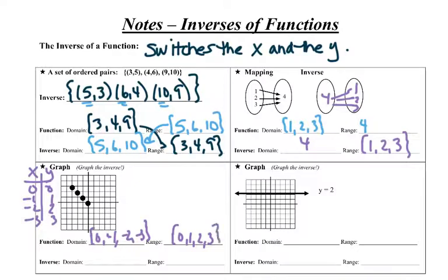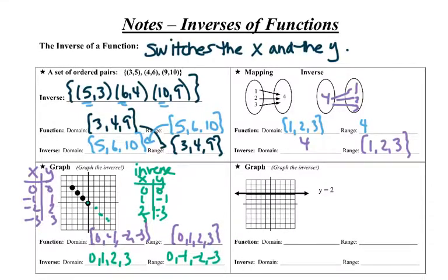If you do the inverse, it's going to switch the x and the y. So I would take those ordered pairs, and now in the inverse, it's going to be, well, 0, 0, right? 1, negative 1, 2, negative 2, 3, negative 3, like that. And again, it's just those dots, not connecting them. So this domain here is 0, 1, 2, and 3, and 0, negative 1, negative 2, and negative 3.